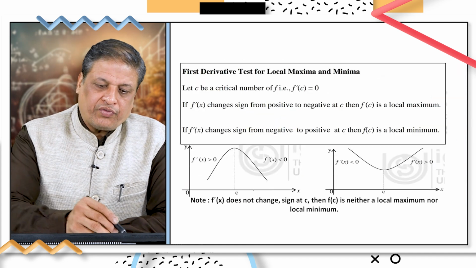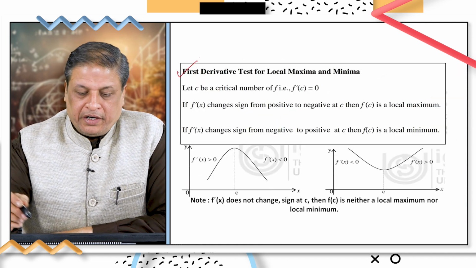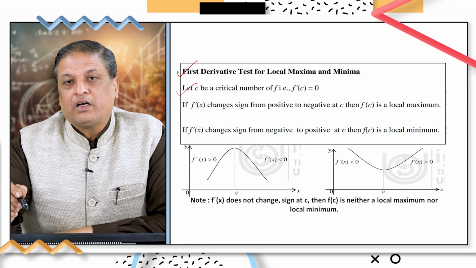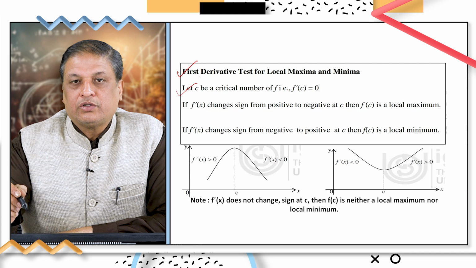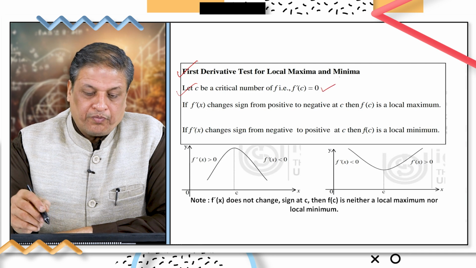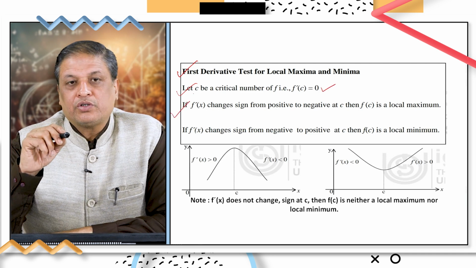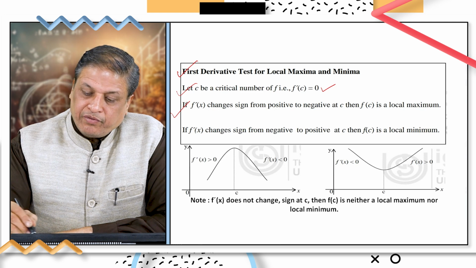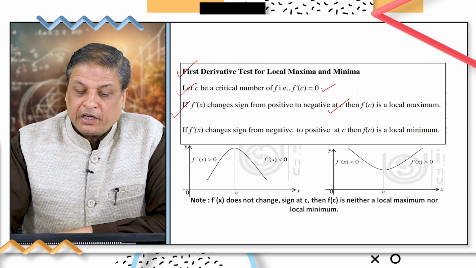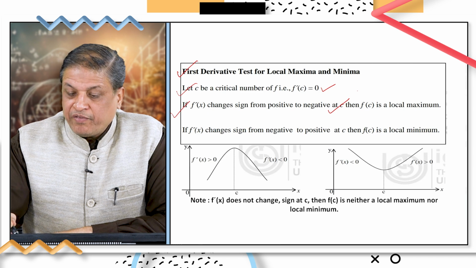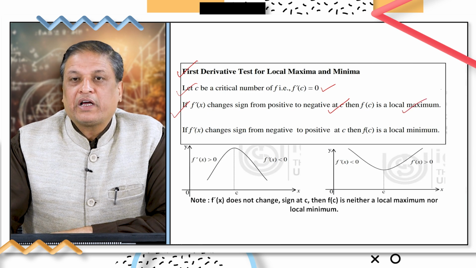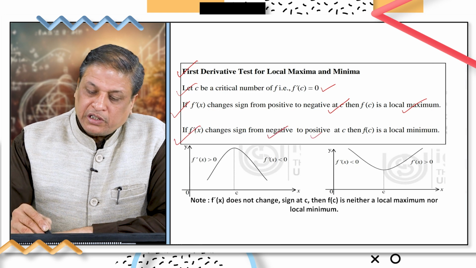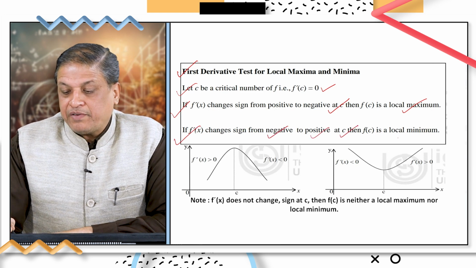Here the first derivative test is consolidated into a few points. Let c be the critical number. That critical number is the point where the derivative is equal to 0, that means f dash c is equal to 0. Firstly, we check if f dash changes the sign from positive to negative at the critical number c. If it does, then f(c) is the local maximum. If f dash x changes the sign from negative to positive at point c, then f(c) is the local minimum.